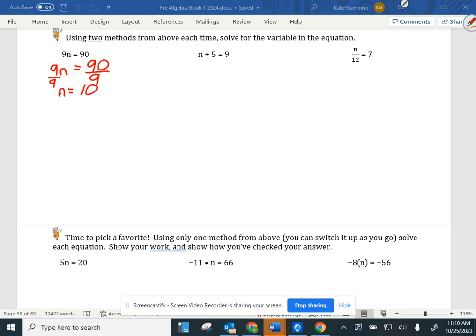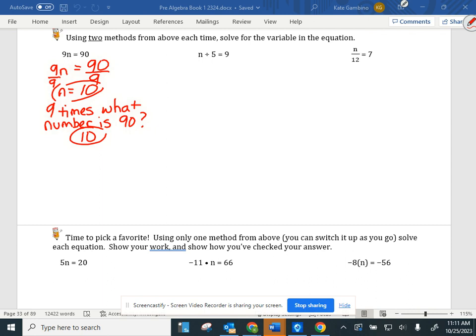What's another way I could solve this, Christian? The logic method, which is 8 times what number equals 32. So let's use this equation though. 9 times what number is 90? Do you know logically what number times 9 would be 90? 10. N equals 10. We got a 10 here.